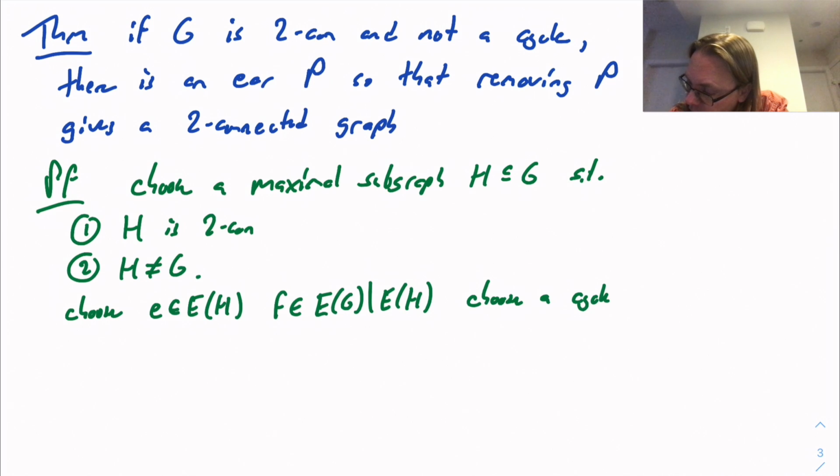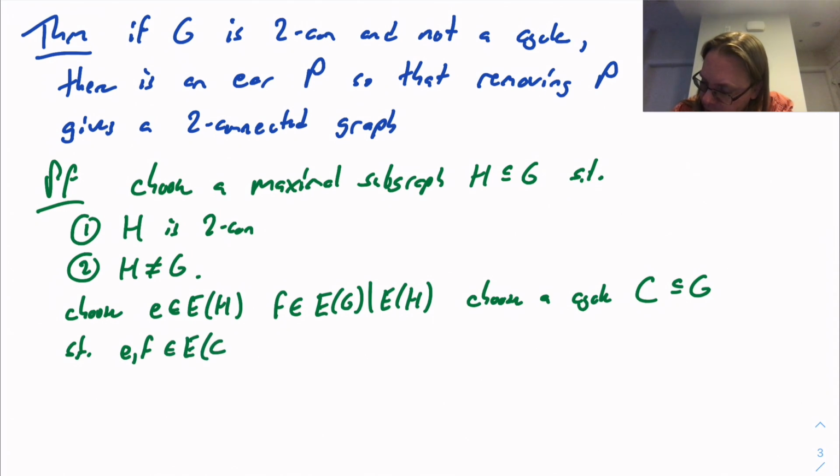So let's choose a cycle C, a subgraph of the original graph G. I'm not in H, I'm in the original graph G, such that both E and F are edges of my cycle C.